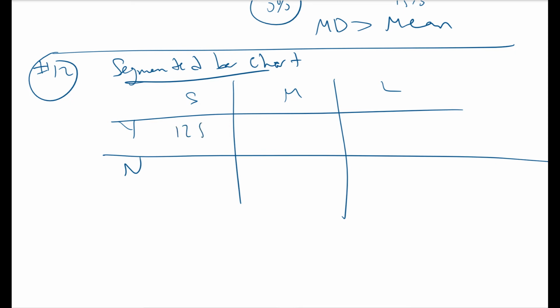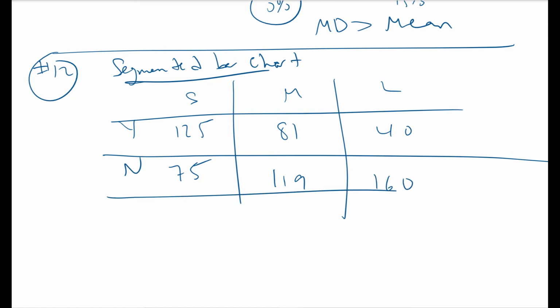So we got 125, we have 75, 81, 119, 40, and 160, and they all total to 200 here.